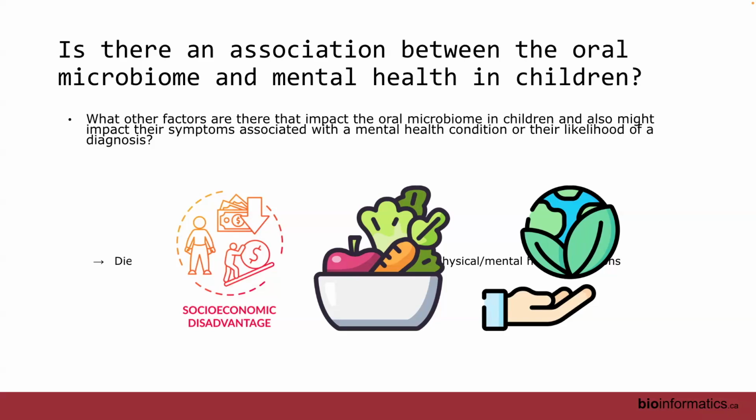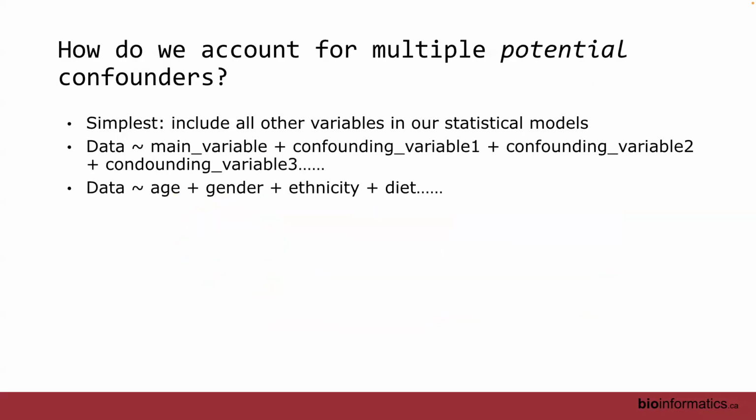But as I'm sure you can imagine, there are a lot of different factors here, and that can be really complicated to try and add into something. So it brings us to how we might account for multiple confounders. The simplest way of doing this is just to include all of these other variables in our statistical models. The way this looks when you're writing an equation that's going to go into your stats test is that you're looking at your data and how it associates with your main variable plus your confounding variable, another confounding variable, and so on.